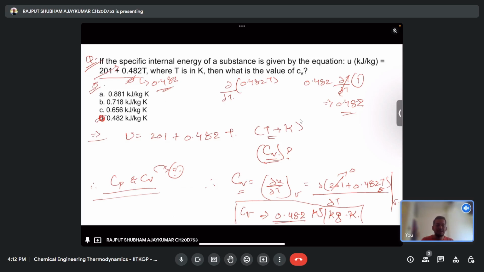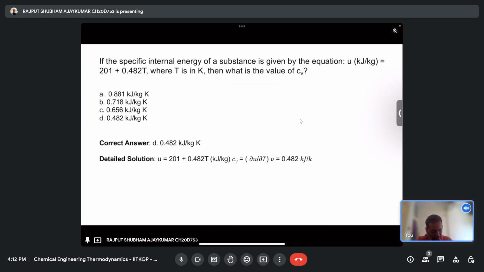That's the simplest form. Similarly, if the question is related to the specific heat at constant pressure, you can try to solve it in the same way. I've shown here only that Cv is equal to this thing and directly the answer.